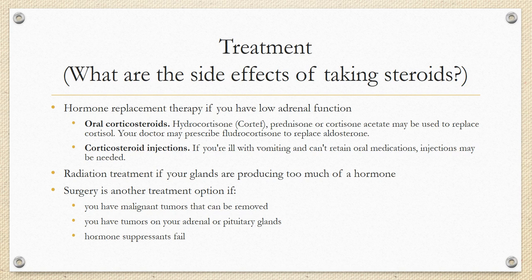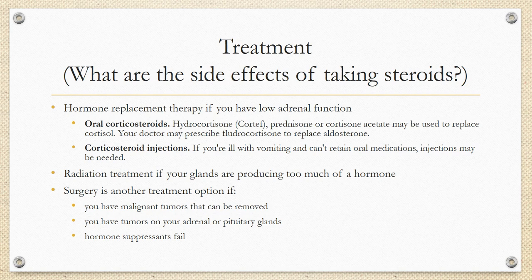So these patients are going to be taking hormones for the rest of their life, and they'll adjust things based on side effects. But again, it's not just the adrenal gland problem. It's also patients who would take steroids for other reasons, and understanding what those side effects are going to be. So for treatment for Addison's disease, there's oral corticosteroids. This is the Cortef, the prednisone, cortisone. These may be used to replace the cortisol. Your doctor may prescribe what they call fludrocortisone to replace aldosterone.